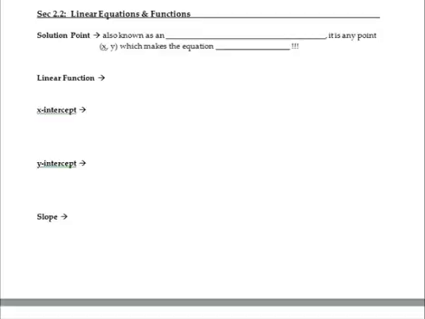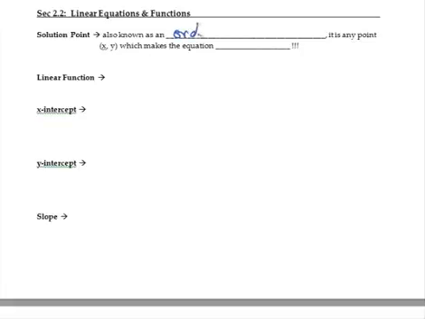So remember, we have a solution point. This is also known as an ordered pair, or some x comma y, which makes the equation true. Remember, this is super important for us. We're always looking for what is true. What are true points? So an x or a y.